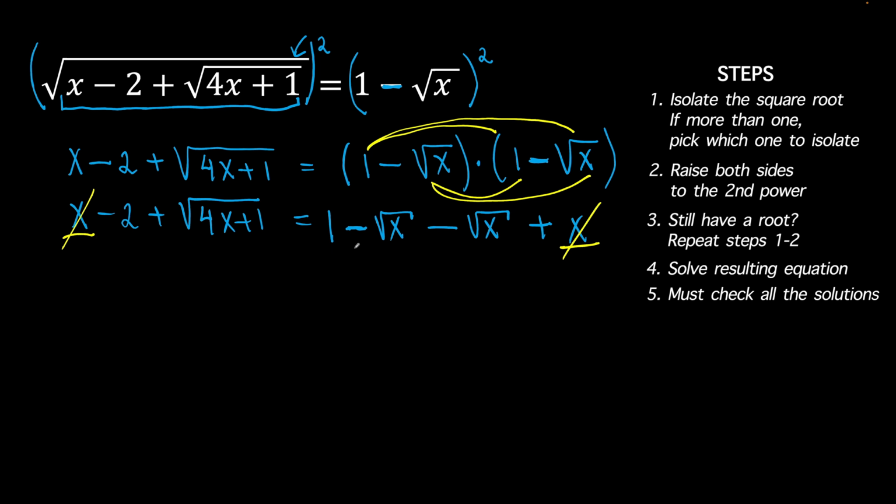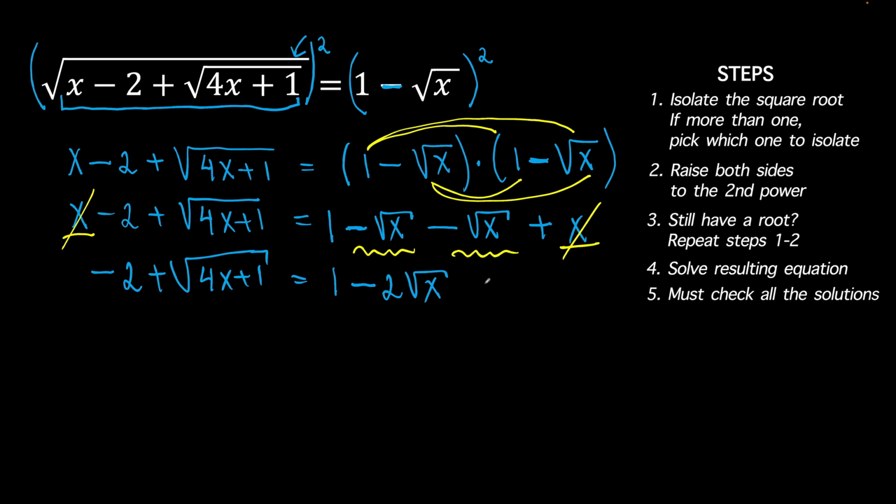And here on the right side, we can consolidate negative square root of x minus square root of x. We can put them together. Let's do it. So on the left, we have negative 2 plus square root of 4x plus 1. Very good. And on the right, 1 and then minus square root of x minus square root of x will be minus 2 square root of x. And that's it. Okay, very good.